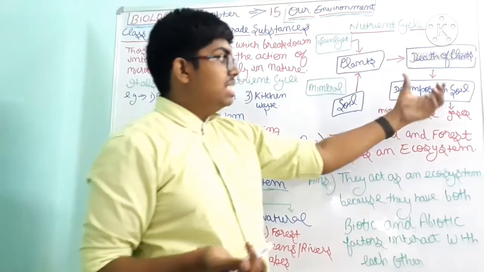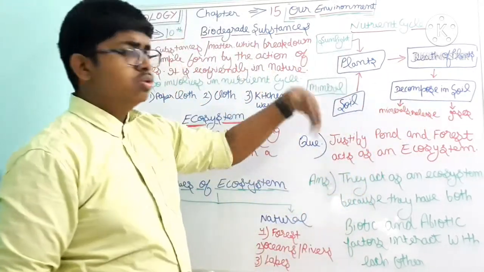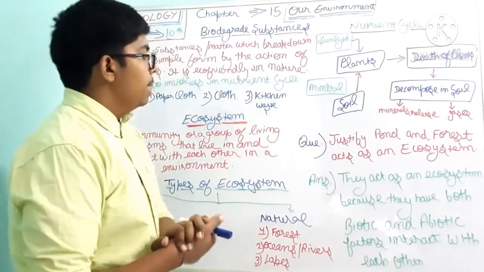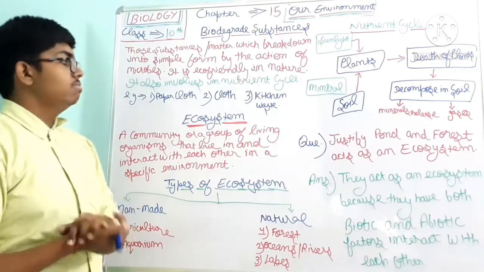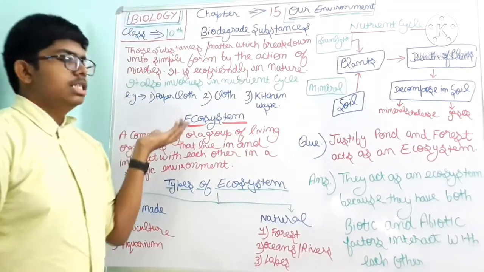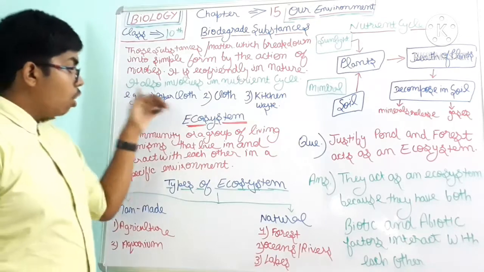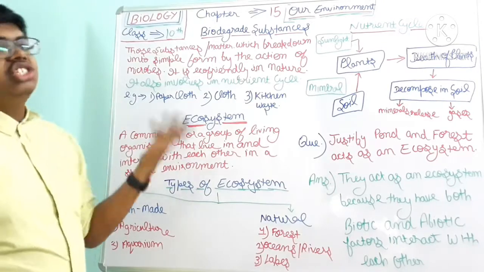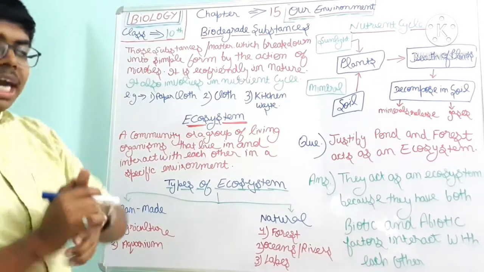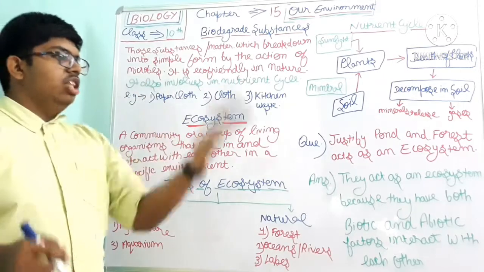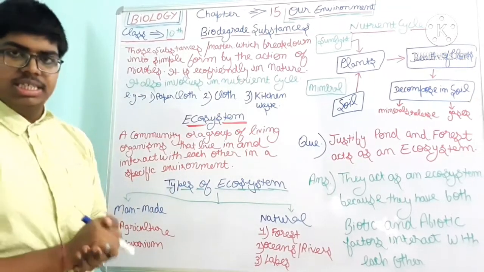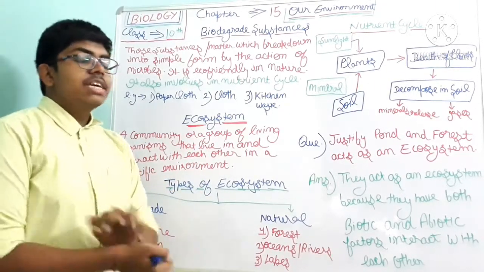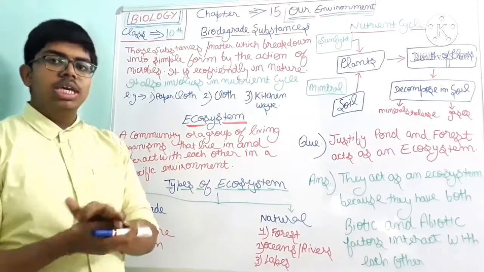These minerals decompose in the soil and are then further used by plants, and this cycle continues. Now we will get to our next term, that is ecosystem. So what is an ecosystem? A group or community of living organisms that live in and interact with each other in a particular area. Here organisms interact with other organisms as well as non-living things, in a specific environment, just like a forest or a zoo.